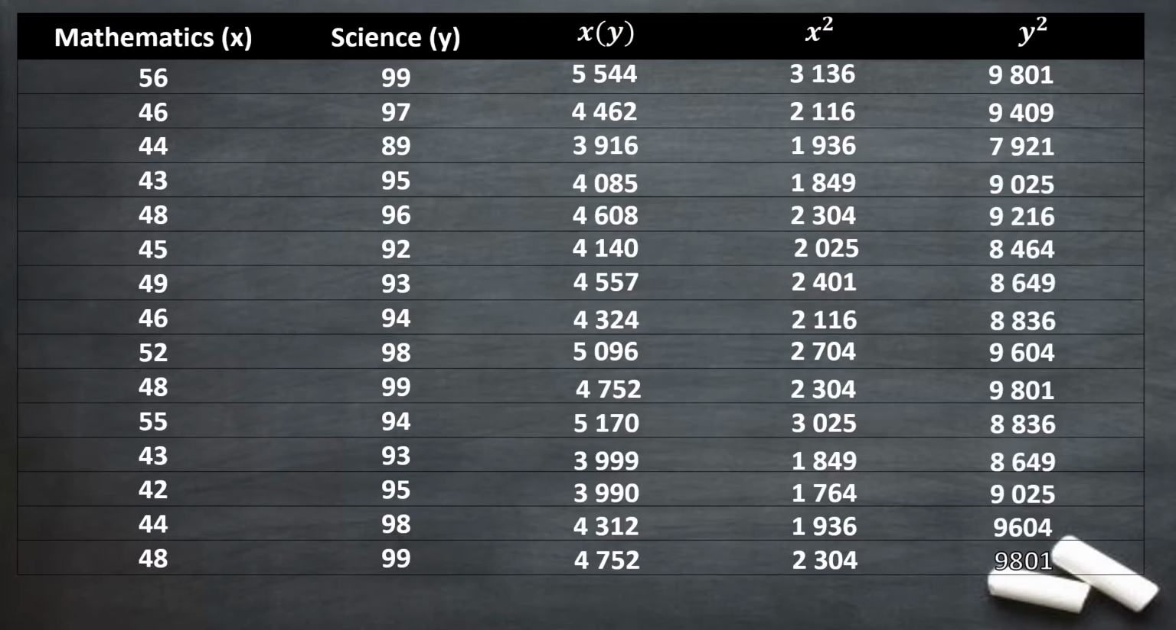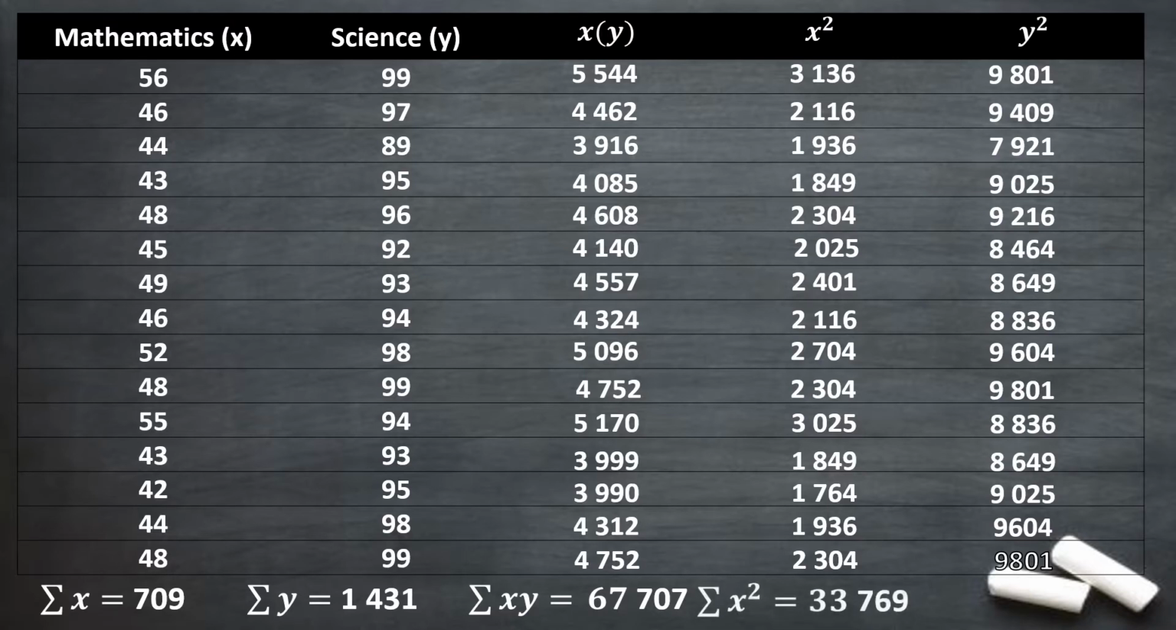Next is to get the summation for all the columns that we have. For the first column, the summation of x is 709. We got 709 by adding all the values in the x column. Next is adding all the values in the y column, and the summation of y is 1431. Next you have to add all the numerical values in the column for x times y, and the summation of x times y is 67,707.